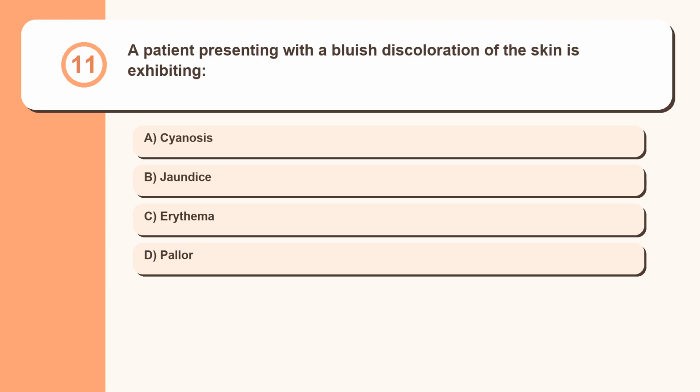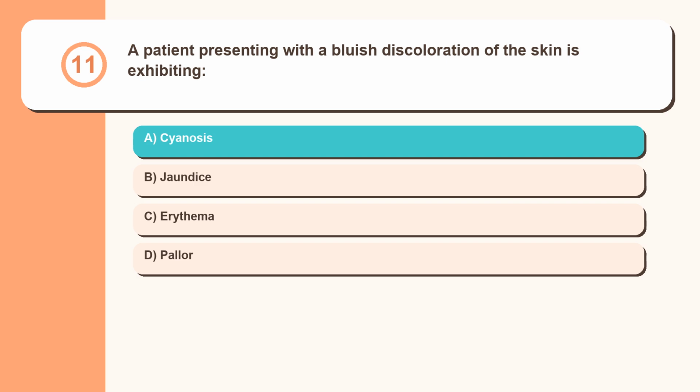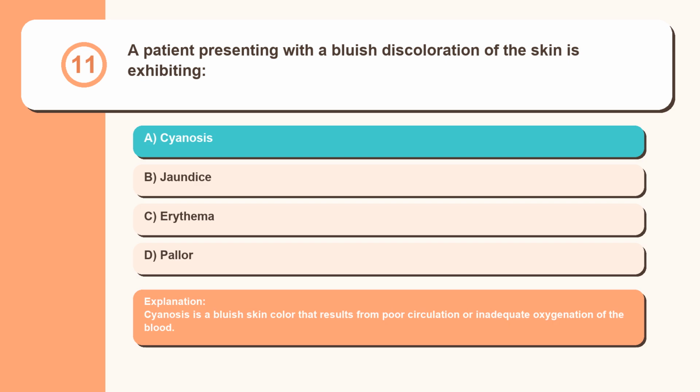Question 11. A patient presenting with a bluish discoloration of the skin is exhibiting cyanosis, jaundice, erythema, pallor. Cyanosis is a bluish skin color that results from poor circulation or inadequate oxygenation of the blood.